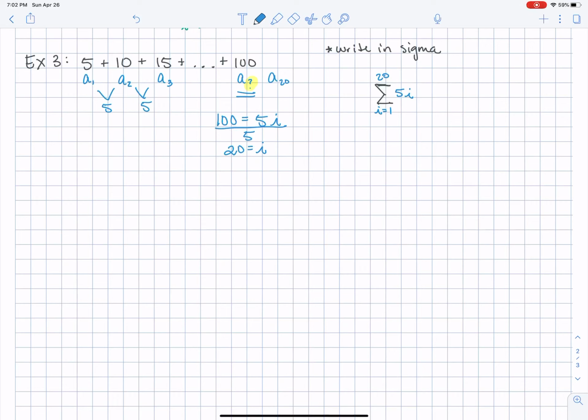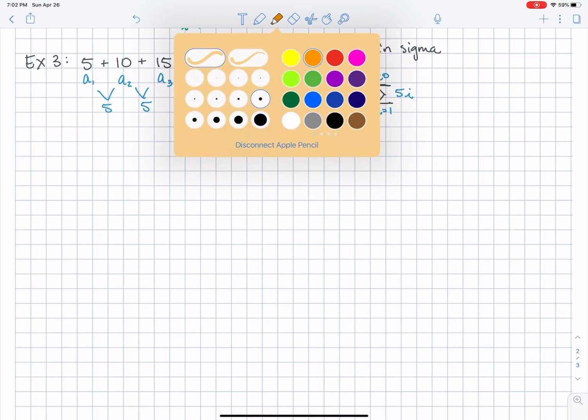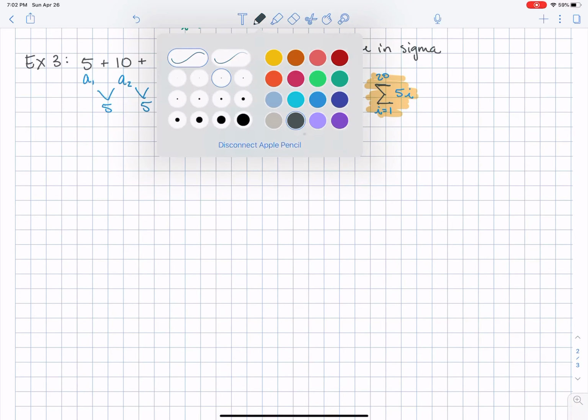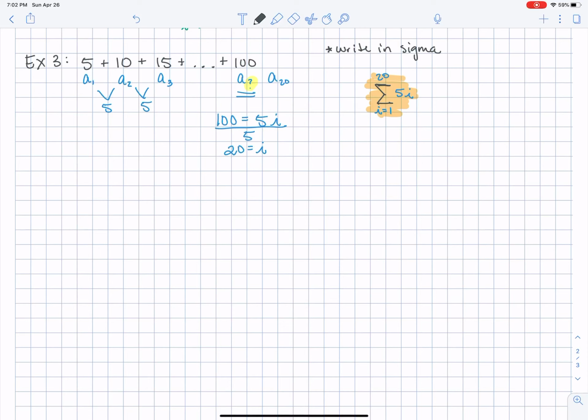Okay, so this right here is my sigma notation. I'm going to highlight this all in orange. So this is my sigma notation. Now we need to solve for it. We have a few options in terms of solving for it. I'm going to rewrite it over here on the side. So we have our sigma with an upper bound of 20, we're starting at 1, and our pattern is 5i.